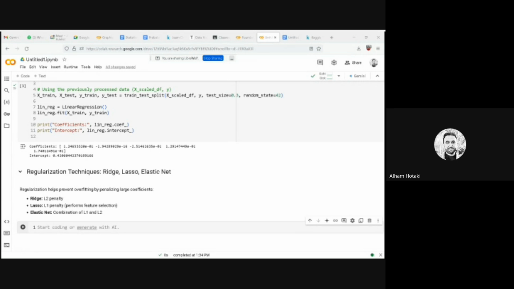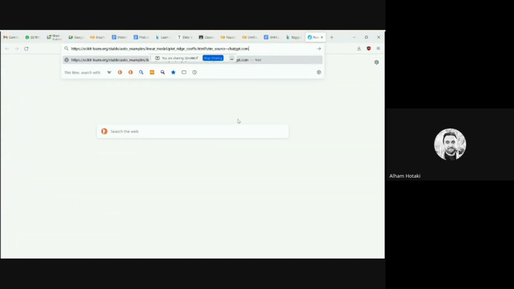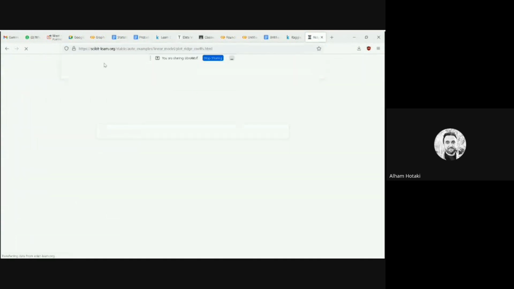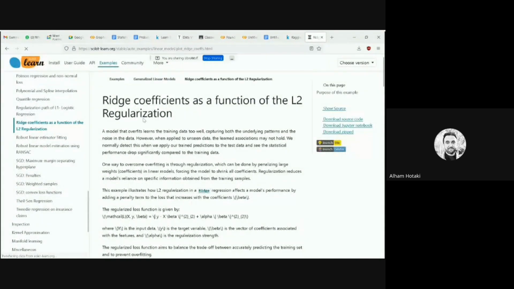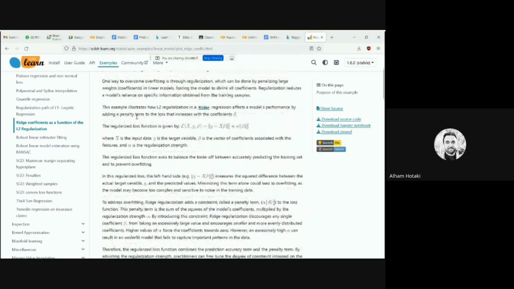So I will be giving you another source here. I hope it works. It's scikit-learn.org. From this, you can learn about all the coefficients, looked at as a function of the L2 regularization. So what is ridge?